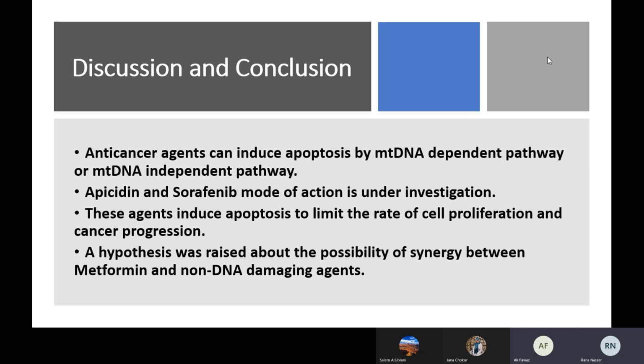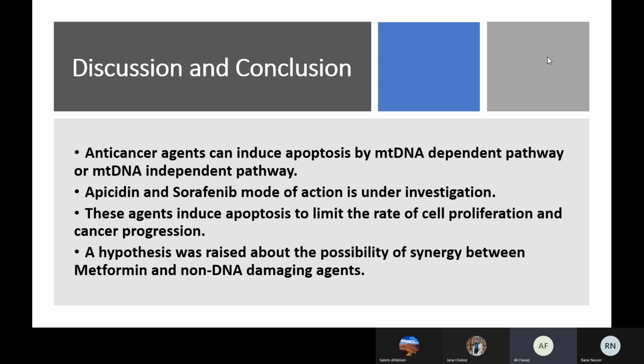But a great concern about these combinational therapies is the high level of toxicity due to the usage of several anti-cancer agents at the same time. So the metformin pathway in parallel with other non-DNA damaging agents is a choice which can decrease the level of toxicity of these combinational therapies.